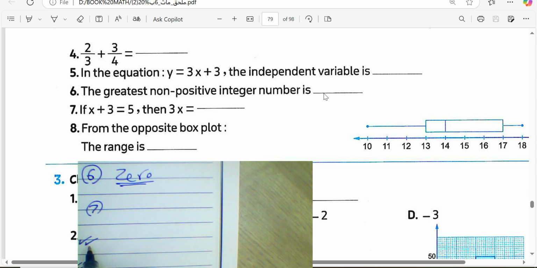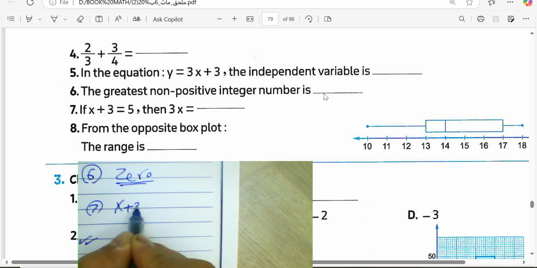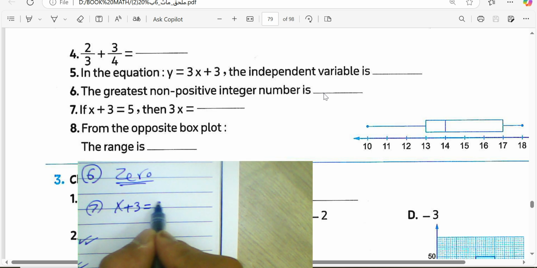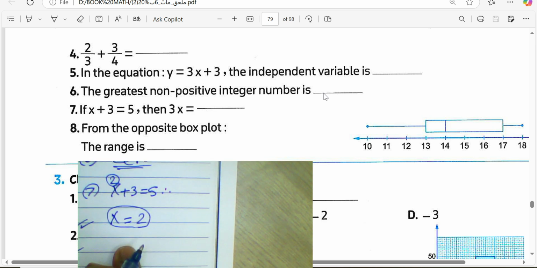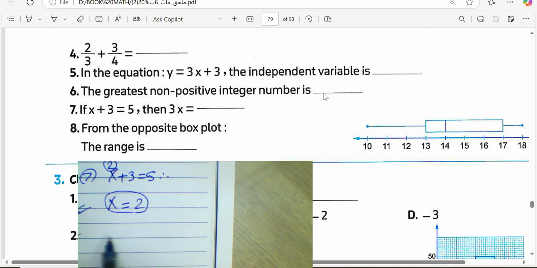Question number 7. If x plus 3 equals 5, then we can find the value of x. X will be 2 because 2 plus 3 is 5. The value of x equals 2. And then he wants to find what in the expression? He wants to find 3x. The value of 3x will be what? Put x equal 2. 2 times 3 equals 6. The result will be 6.